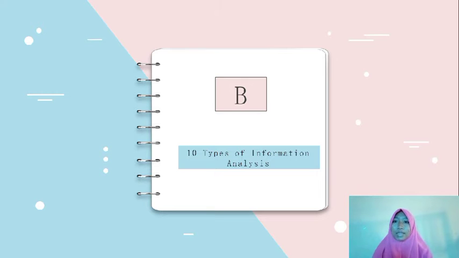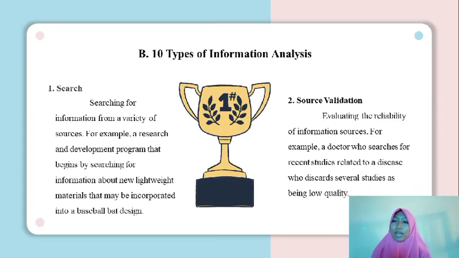Part B, 10 types of information analysis. The first, search: searching for information from a variety of sources. For example, a research and development program that begins by searching for information about new lightweight materials that may be incorporated into a baseball bat design.